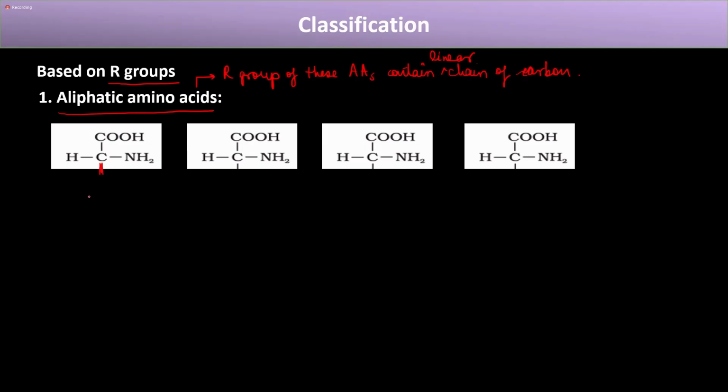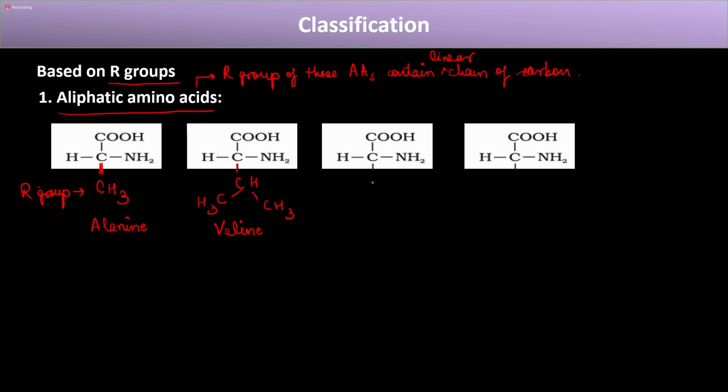Now, the first example of an aliphatic amino acid is alanine. The R group of alanine consists of CH3. So this is called alanine. Now, which is the second aliphatic amino acid? It is valine. Its R group will have CH3 and CH3. And this is valine.